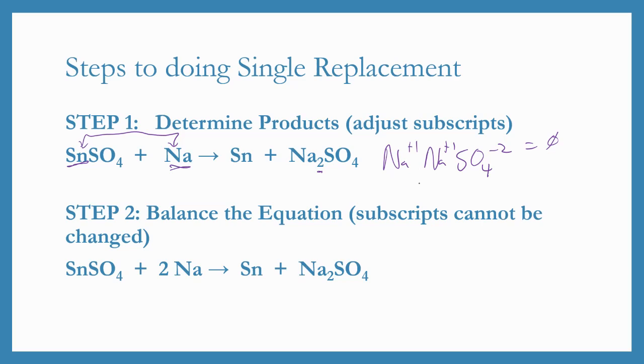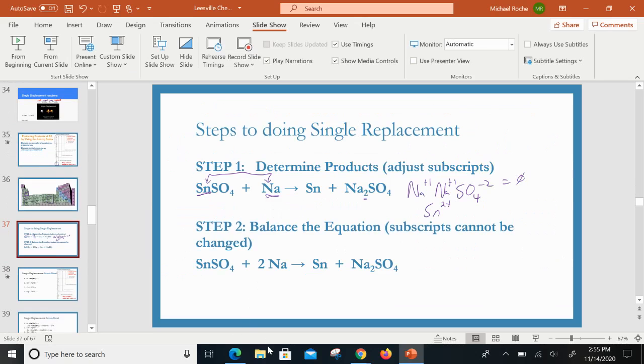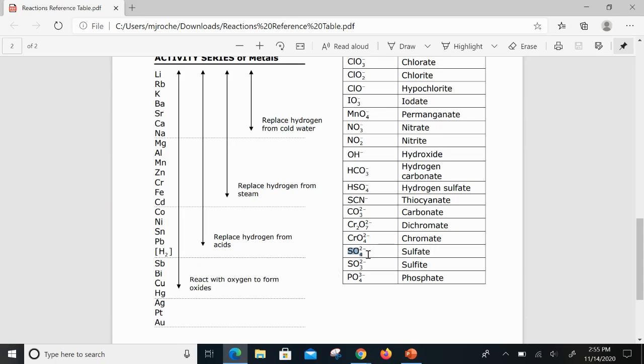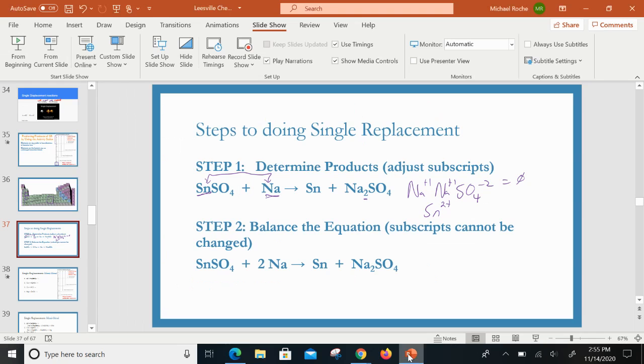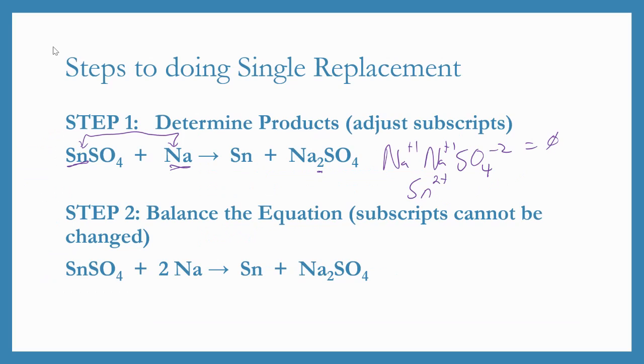So two sodiums are doing the job of one tin because tin had a +2 charge and those two sodiums have a +1 charge. Sulfate, you may recall, is on here. So sulfate's right there. It has a -2 charge. All right. So then the second step we're going to do is then balance it. So now that we have two sodiums on this side of things, we need a two over here to account for that. Our tins has one each and our four oxygens. That's fine. One sulfur. Everything else is fine.